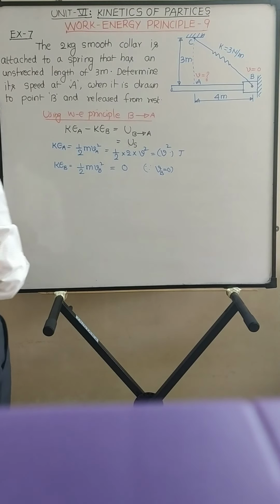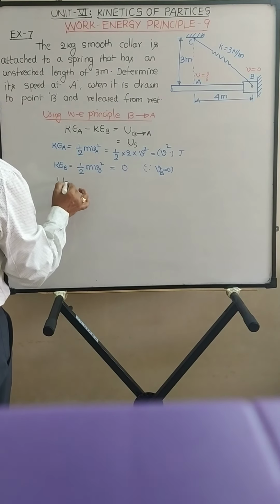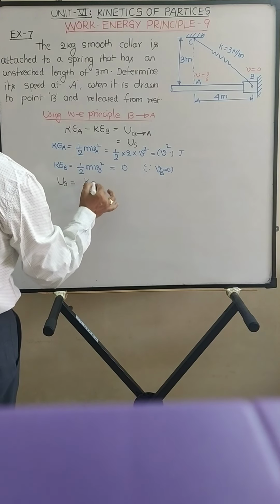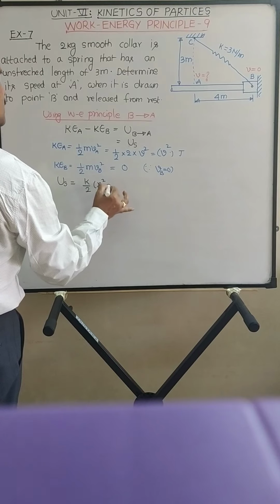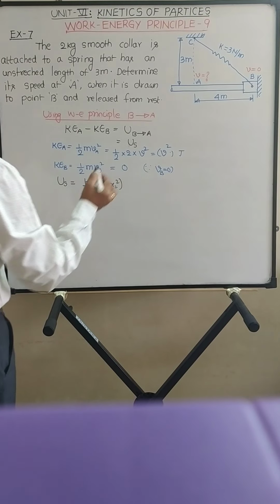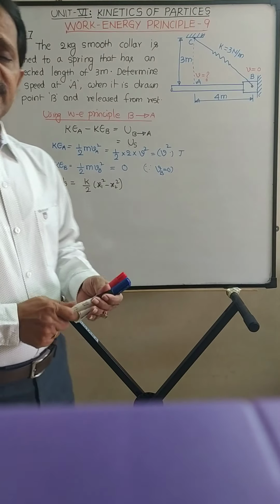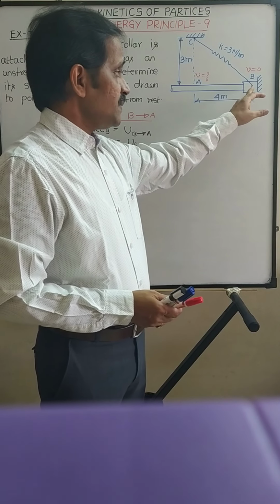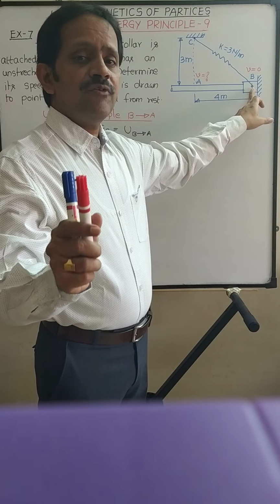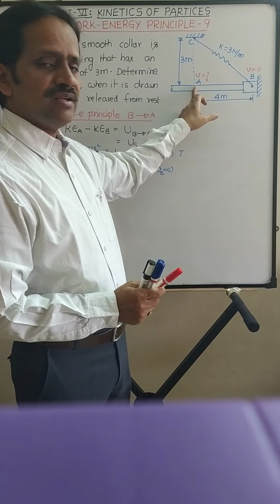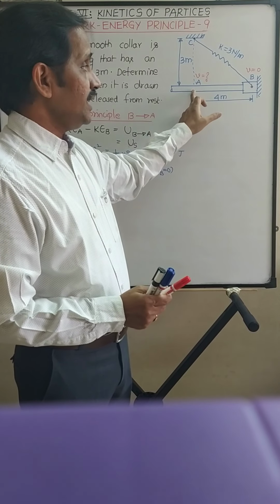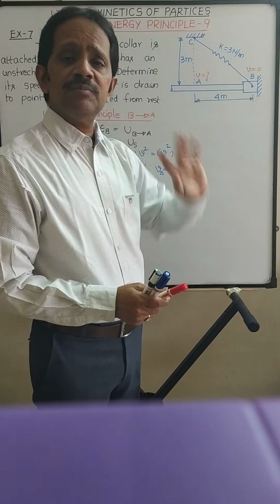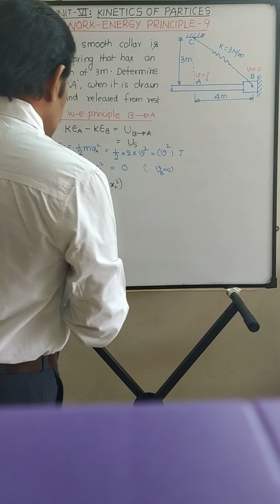Now work done by spring force. What is the formula? Work done by spring force is given as k by 2 into x1 squared minus x2 squared. x1 is the deformation of the spring in the first position, that is when the collar is at B. x2 is the deformation of the spring in the second position when the collar is at A, and k is the stiffness of the spring, which is given as 3 newton per meter.